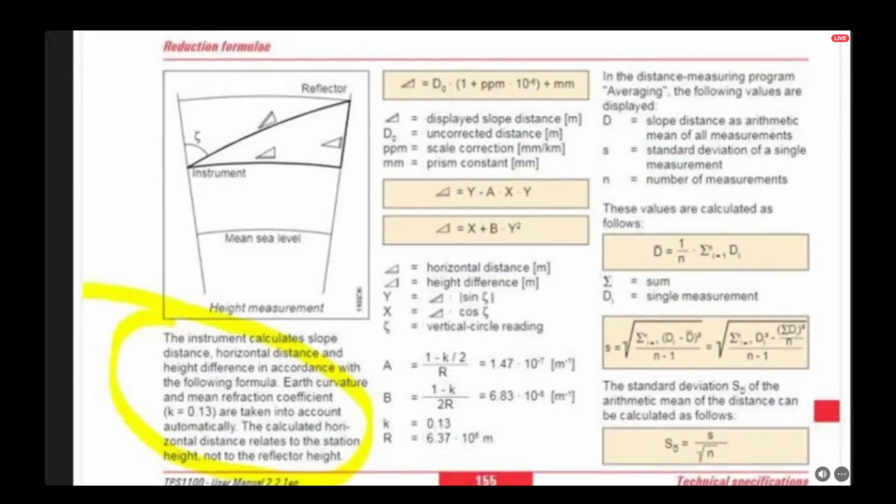Oh, look, for reduction formulae for reflector, this instrument calculates slope distance, horizontal distance, height distance in accordance with the following formula. Earth curvature and mean refraction coefficient K equals 0.13 are taken into account automatically. The calculated horizontal distance relates to the station height, not the reflector height. Well, isn't that cool? It's almost like it already takes into account the globe model. Oh, that's exactly what it does. That's amazing.